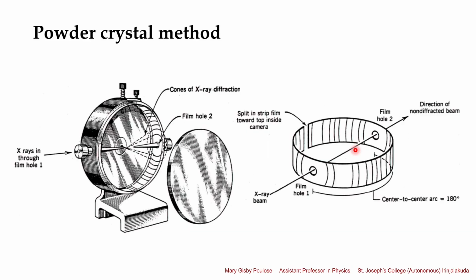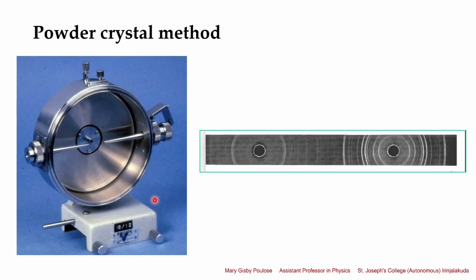Now this is a picture of the camera that is used to take this pattern. This is called the Debye-Scherrer camera. Inside this, the photographic film is placed, and on this film the different beams are recorded. In this film we can see that the beams are recorded at different maxima positions. This is a picture, and on the right side we get the image of the photographic film from this Debye-Scherrer camera.